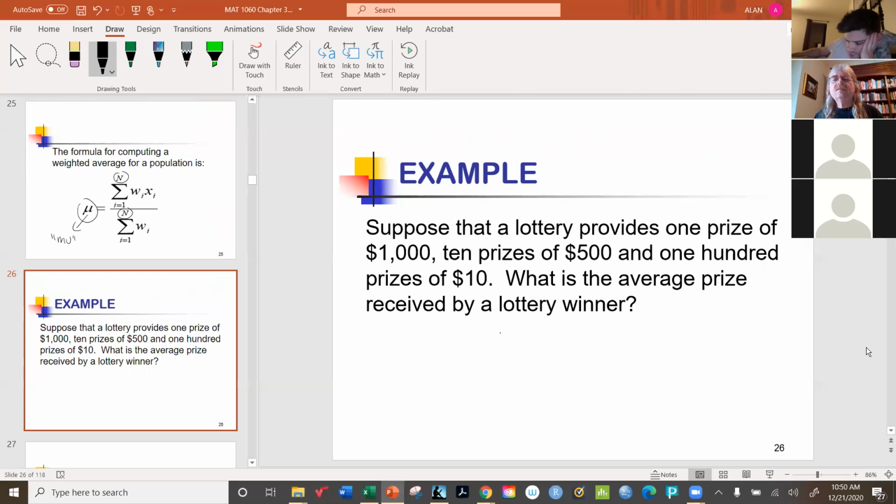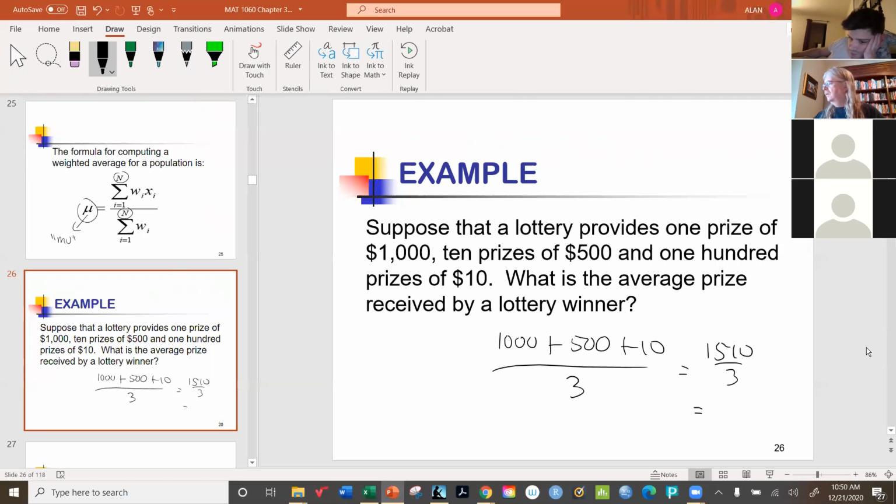So for the winners of this lottery, what is the average prize that they will receive? Now, your first instinct might be to say, all right, well, this is easy. That would be 1510 over 3, which is 503. Now, is this the correct answer, though? Does that make sense? Would you actually add those up and divide by 3 in this case? No, because there are a lot more $10 prizes than $1,000 prizes. We have to find a way to take that into account.